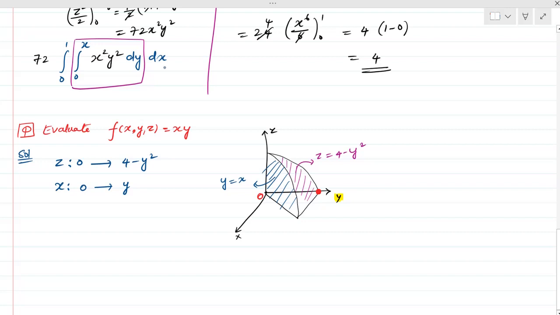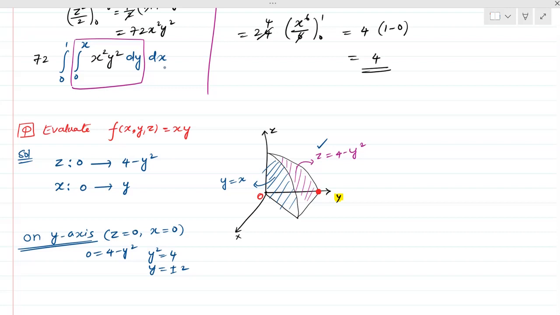To calculate the y limit, I will do it on the y axis. What happened on the y axis? In the y axis, z equals 0, x equals 0. When I substitute z equals 0 here, what happened? 0 equals 4 minus y square. Move it here. Y square is equal to 4. Y equals what? Plus or minus 2. We will take only the positive quadrant, first octant. So I will take y equal 2. So this is the point which is y equal 2. So the limit of y is 0 to 2. So this is what you will have.